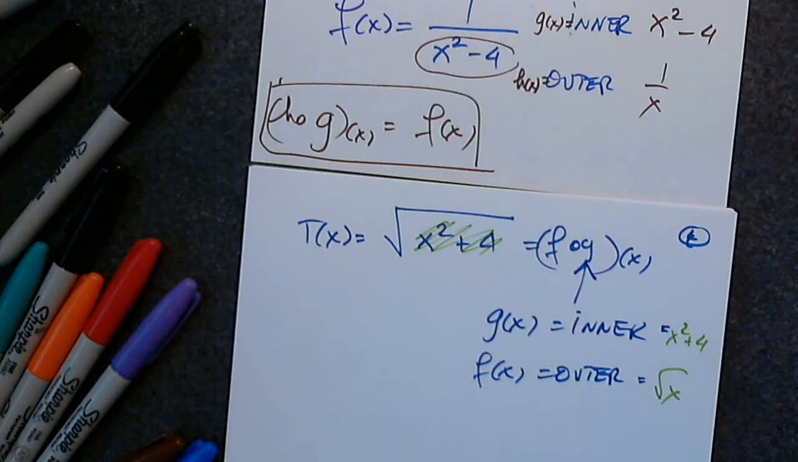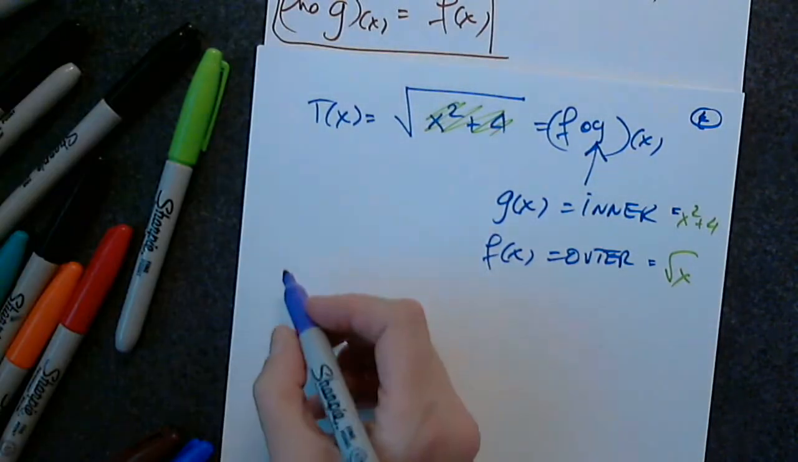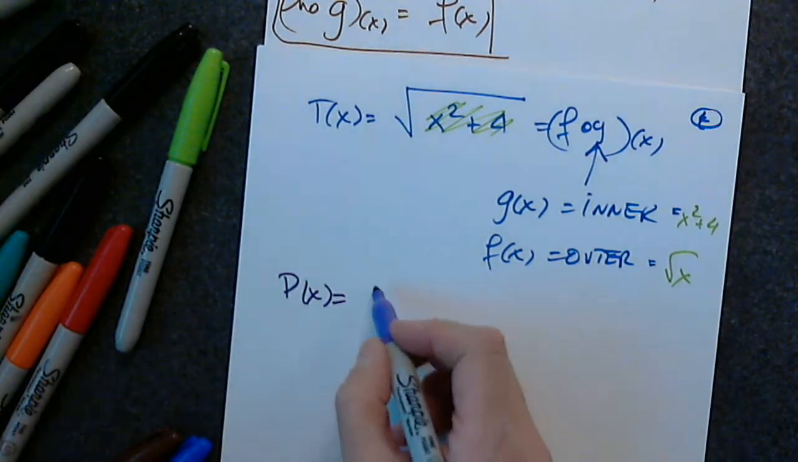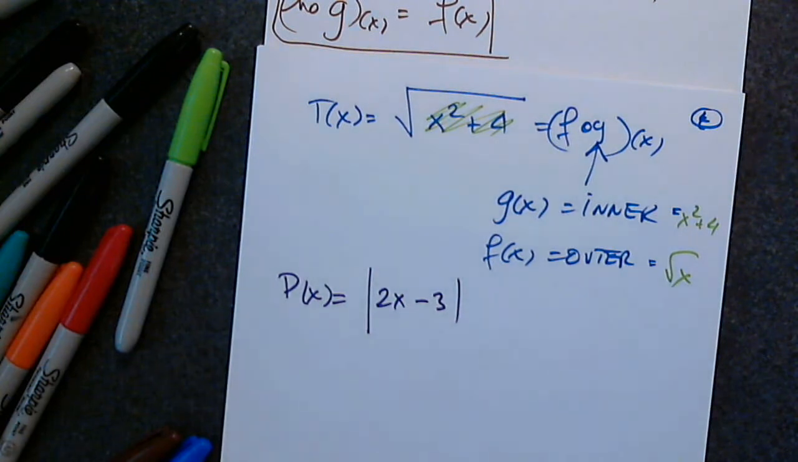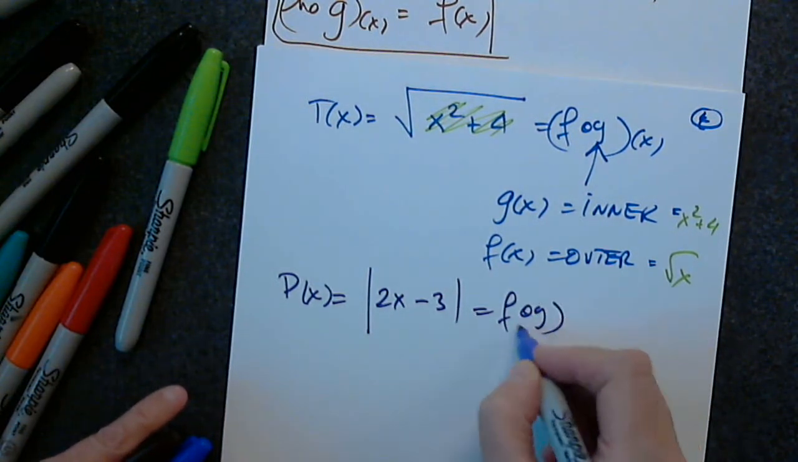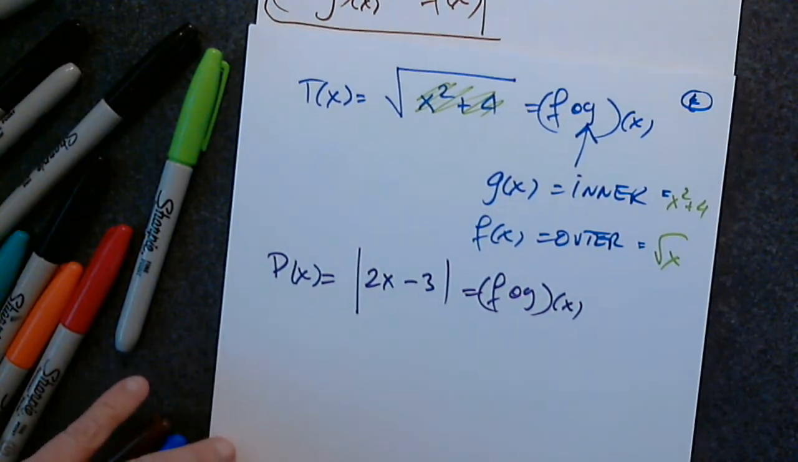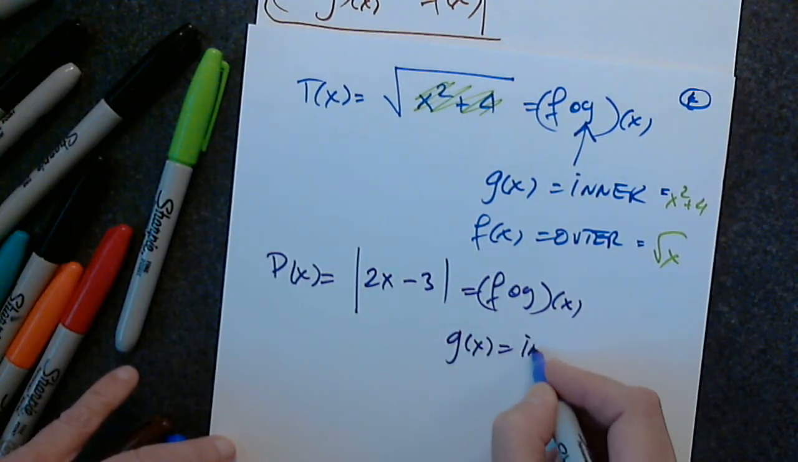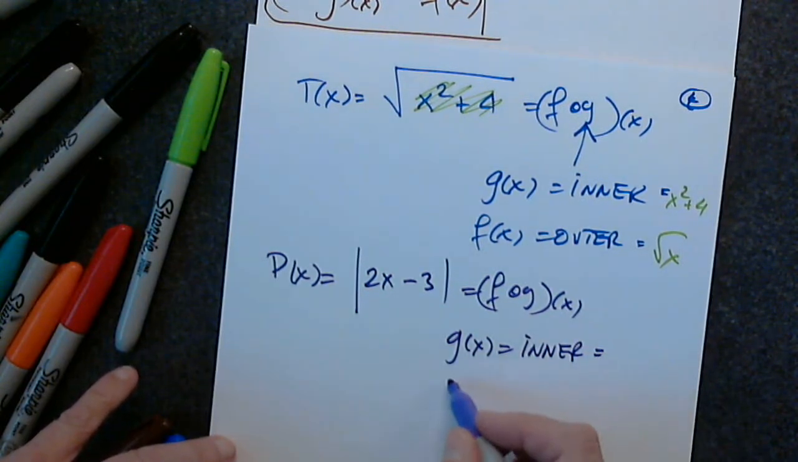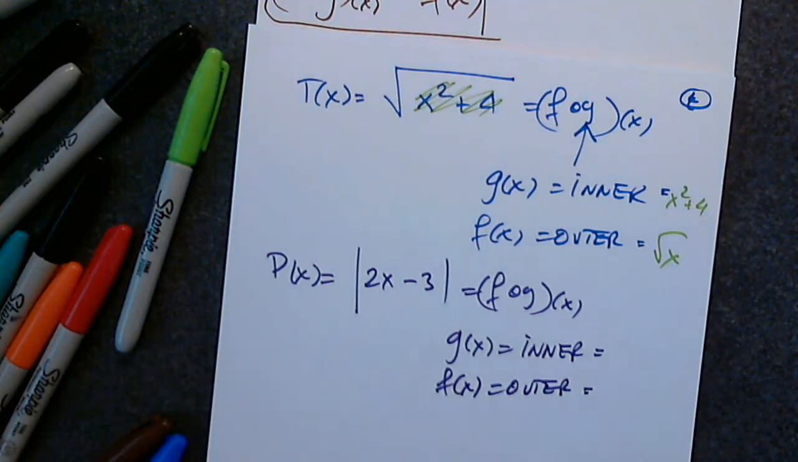Let's try one more. Let's say p of x equals the absolute value of 2x minus 3. And we want f comp g. Everything is a function composition. Everything. So I want the inner, and I want the outer. What will you say?